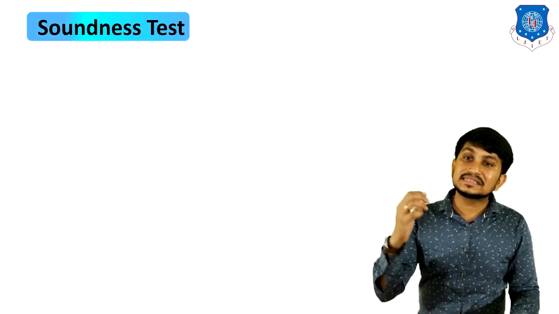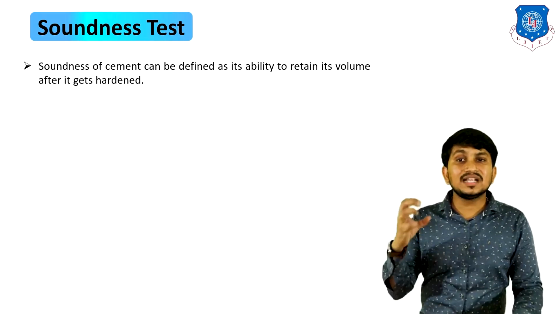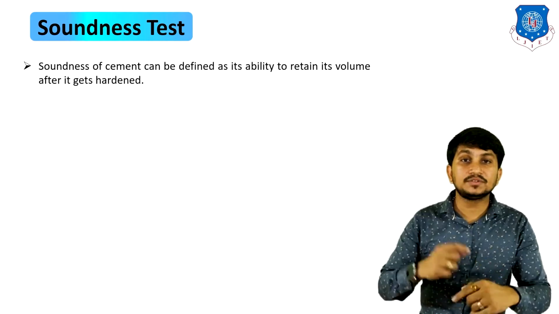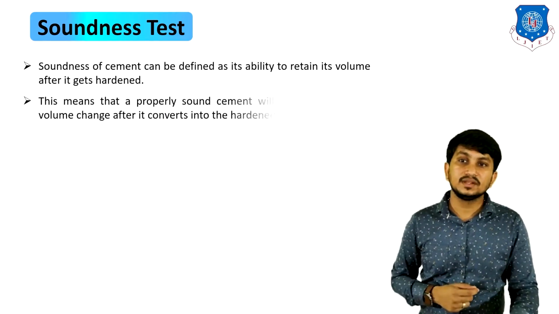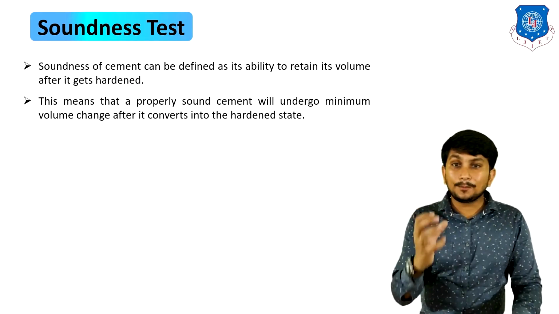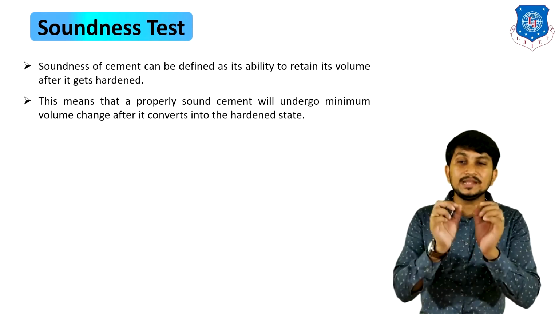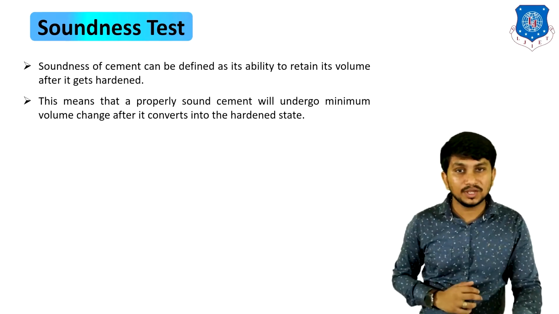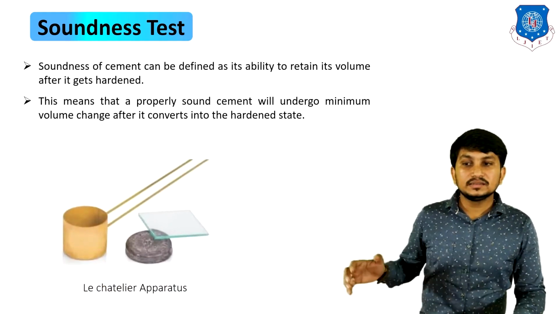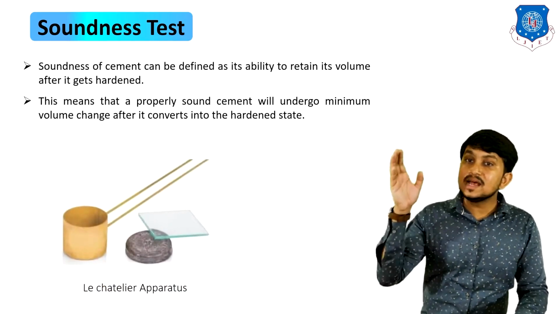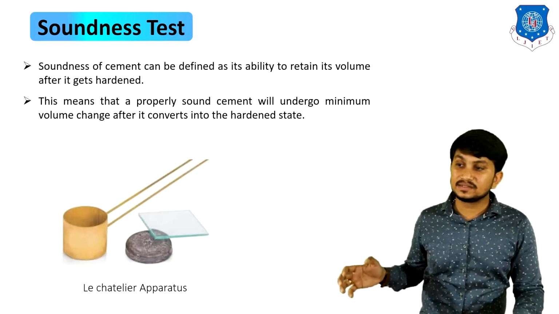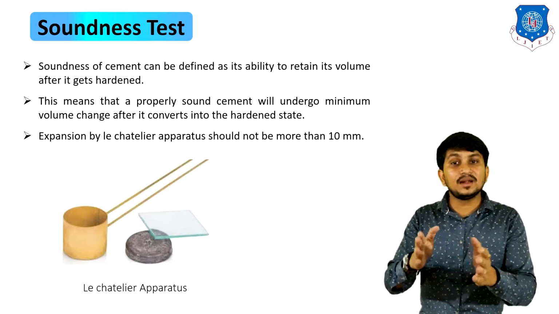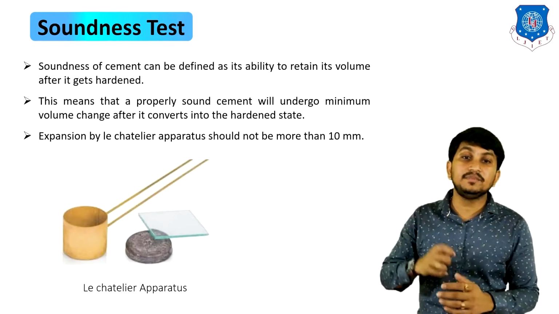Second test is the soundness test. Soundness of cement can be defined as its ability to retain its volume after hardening. This means that a properly sound cement will undergo minimum volume change after it converts into the hardened state. The apparatus used in this soundness test is the Le Chatelier apparatus. The expansion measured by the Le Chatelier apparatus should not be more than 10 millimeter.